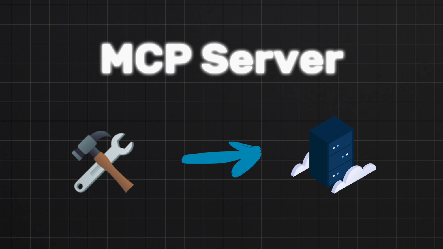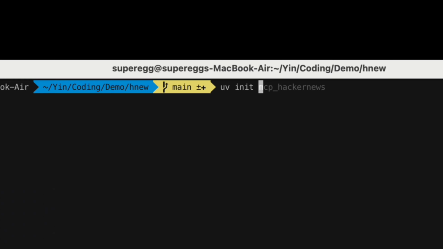Today we're going to talk about how to build and publish your MCP server. So let's get started. First, we use UV to create the MCP project. UV is a CLI tool like npm or pip.